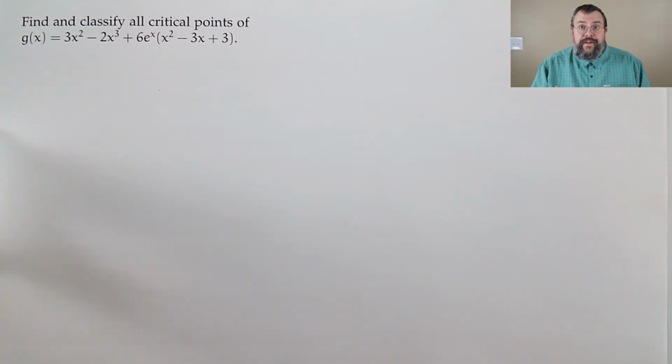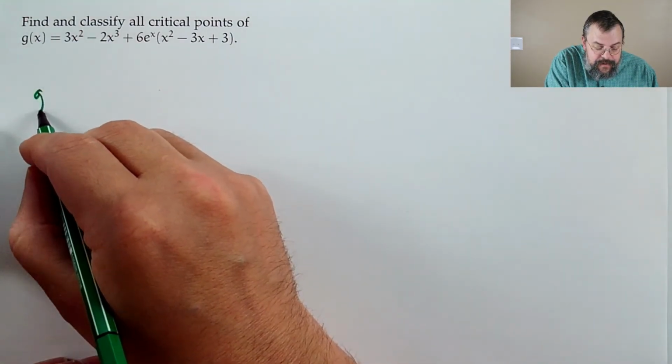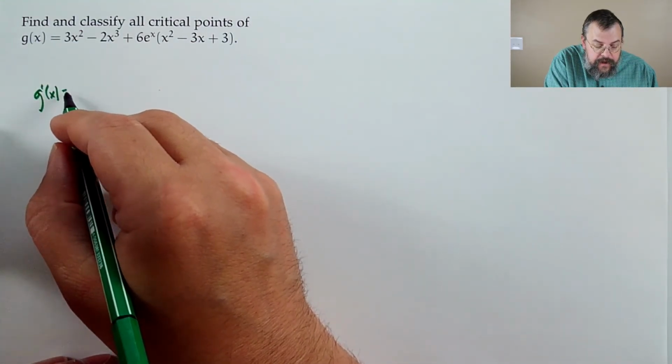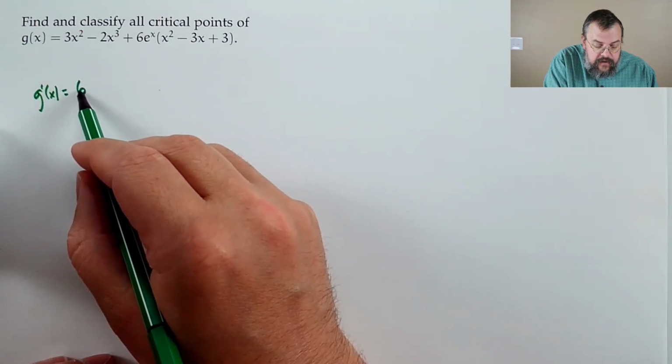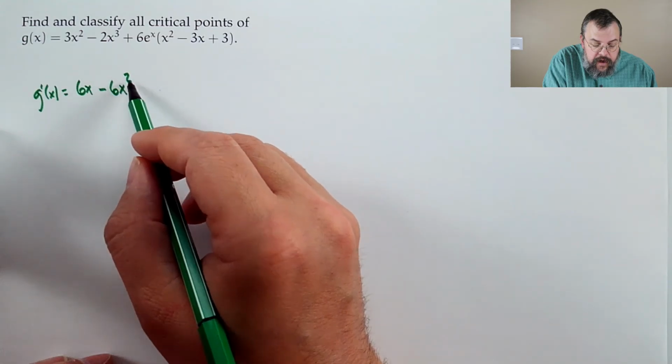Since we're after critical points, we need to use the first derivative, which is good because we also use the first derivative to classify. So, first step, find the derivative. All right, so g prime of x. What will that be? Well, 6x, nice, minus 6x squared, good.